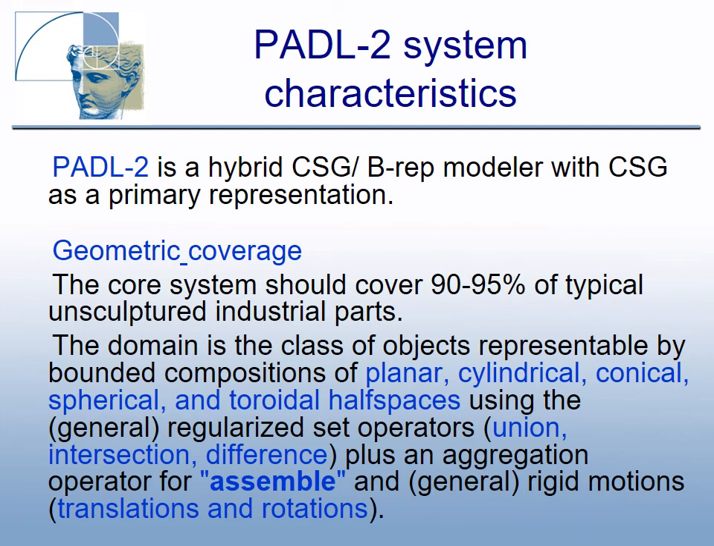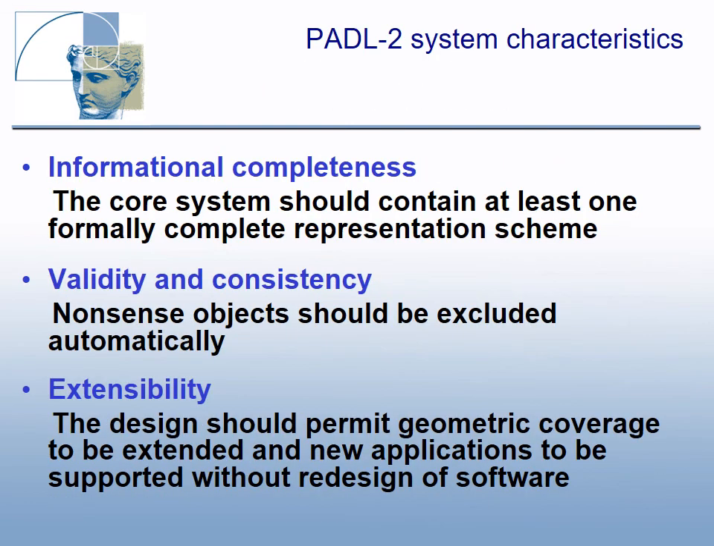PADL2 is a hybrid CSG BREP modeling system with CSG as a primary representation. The core system can cover from 19 to 95% of typical unsculptured industrial parts. The domain is the class of objects representable by compositions of planar, cylindrical, conical, spherical, and toroidal half-spaces, using the regularized set operations, union, intersection, and difference, plus an aggregation operator for assemble and rigid motions, translations, and rotations. System characteristics are the following.